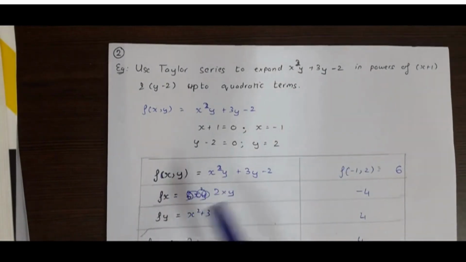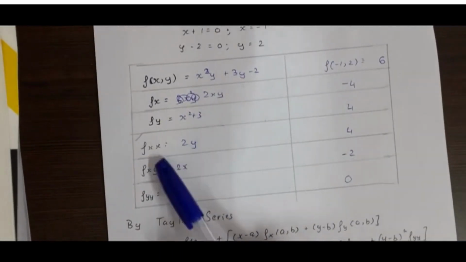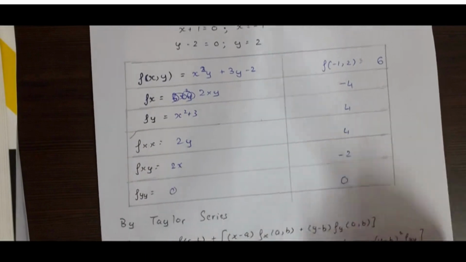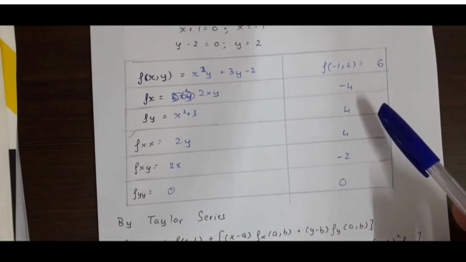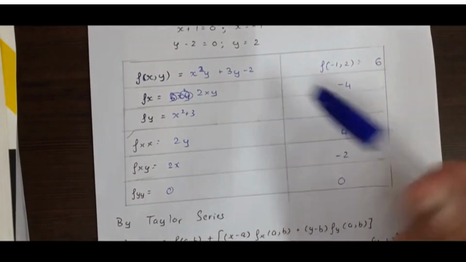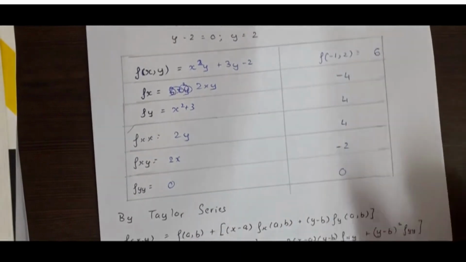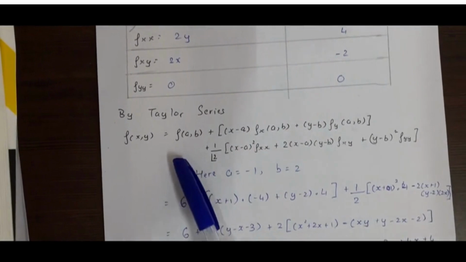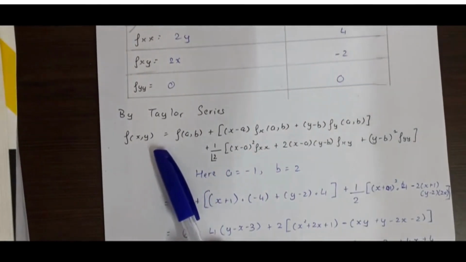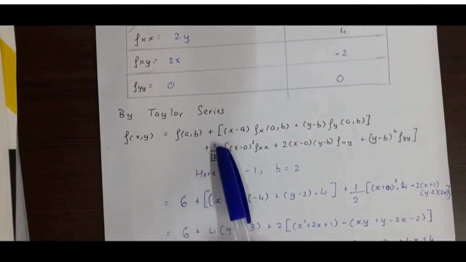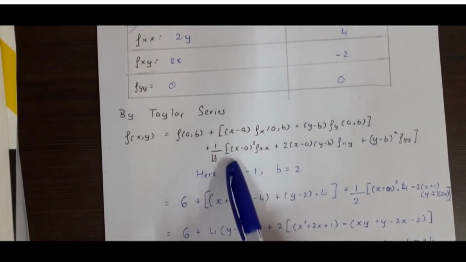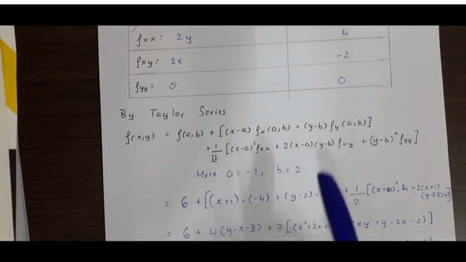F of x, f of y. So these are our first derivatives. The second derivatives, 2 with respect to x, 1 with x, 1 with y, and 2 with respect to y. On substituting, we get these values, like we solve it, and then we put minus 1 comma 2 accordingly, and we get these values. Now according to Taylor series, we know this. This is from the third formula. F of x comma y equals f of a comma b plus x minus a fx a comma b, and so on. This is the expanded form where we have already performed a plus b the whole square.